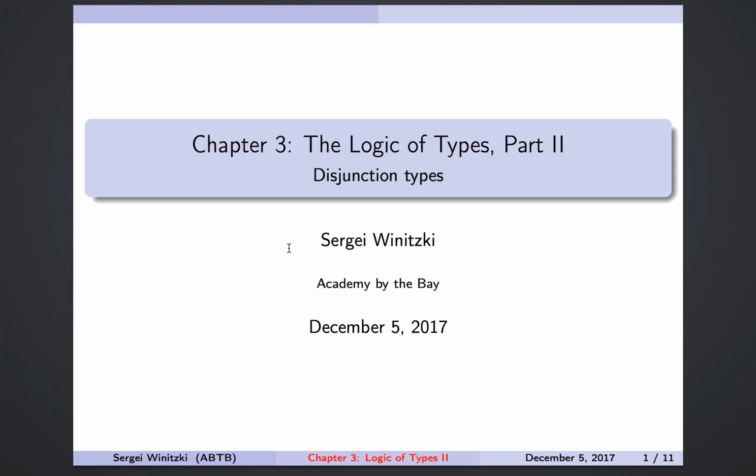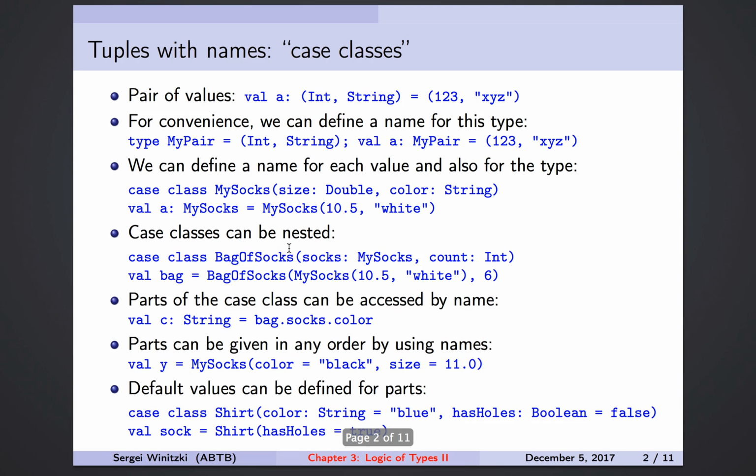In this part I will talk about disjunction types. To introduce that topic, I will have to talk about case classes in Scala. This is a feature of Scala that is also present in most other programming languages, but only in Scala they are called case classes.